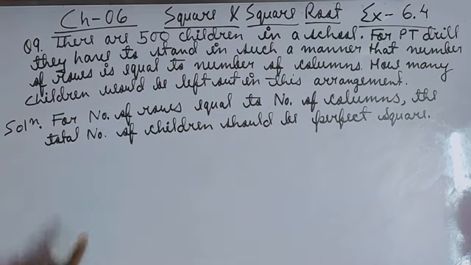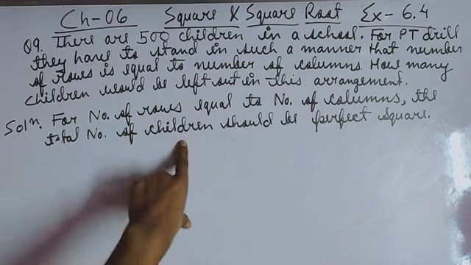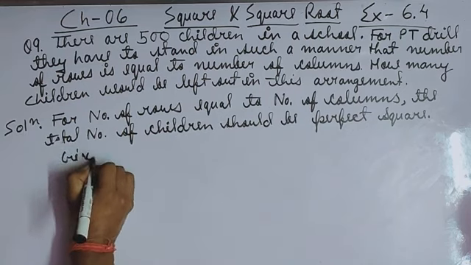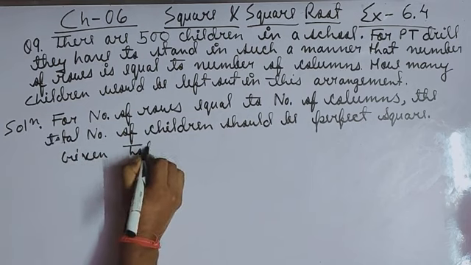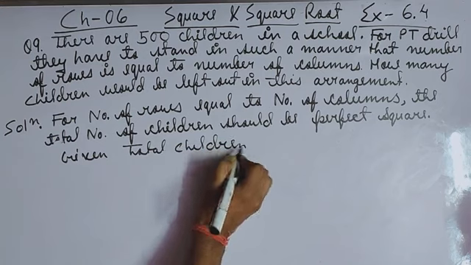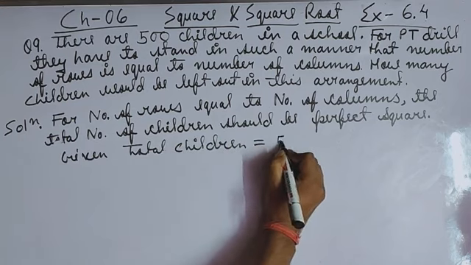For the number of rows equals to the number of columns, the total number of children should be a perfect square. And given, what is given? Total number of children कितने दिए हैं? Total children कितने दिए हैं? It has been given to you that it is 500. 500 you have been given.